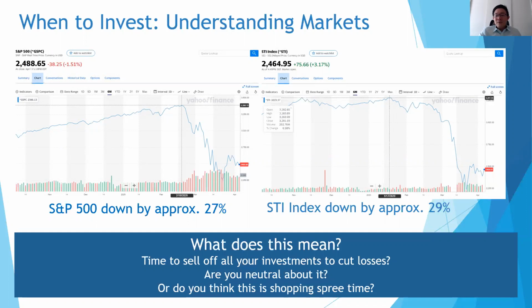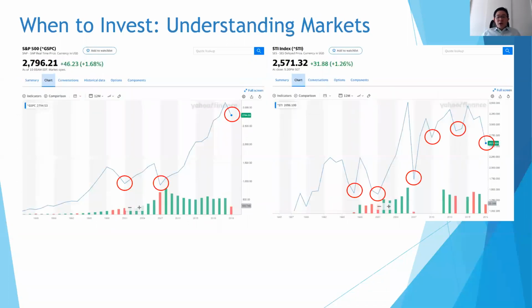Okay, so the good news is, same two charts, S&P and STI index, but brought to a much longer time frame, back to the 1980s until now. The good news is that through all the previous financial crises, be it SARS, the Asian financial crisis, the tech bubble, 9/11, markets will definitely recover. If you look at all the red circles over here, these are the drops. After that, you see it will definitely bounce back. Okay, so it moves in a wave pattern, right?